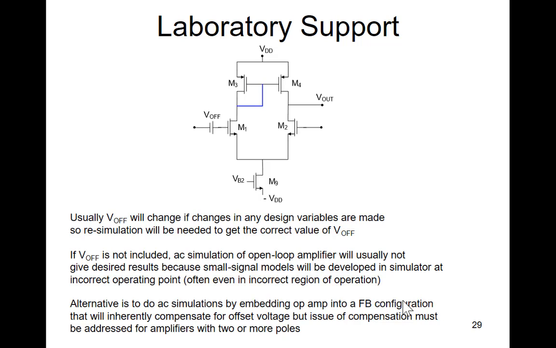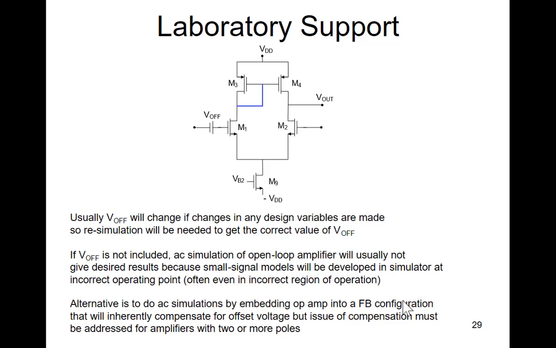So once you know what that offset voltage is, then you can put a DC voltage source in series, and now you can put your AC inputs in. And if you calculate the operating point of your amplifier, which is necessary for doing gain calculations or gain simulations, then it will bias things to the right operating point.